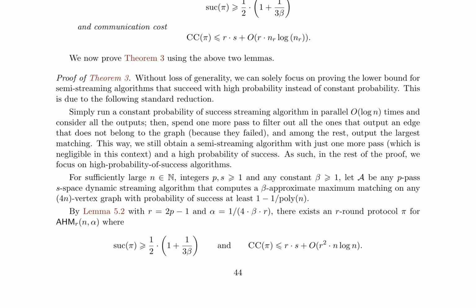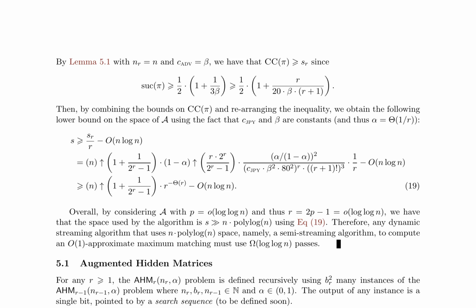Finally, the authors use these lemmas to prove their main theorem, which states that any semistreaming algorithm that computes a constant approximate maximum matching on a bipartite graph with high probability requires at least log n passes. This result provides a fundamental limit on the efficiency of algorithms in the semistreaming model for solving the maximum matching problem.